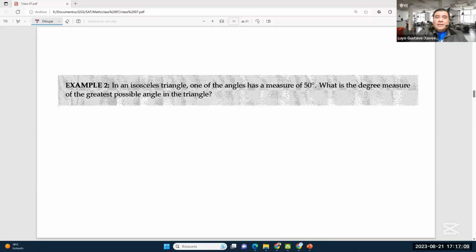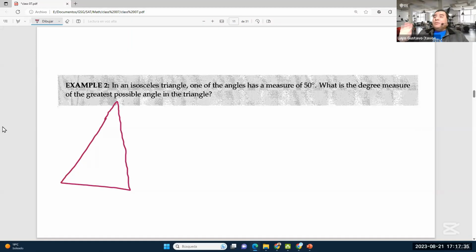It's a really good question. Need to be careful with this question. When they tell you that one of the angles has a measure of 50 degrees, which angles are they indicating? Okay, an isosceles triangle is a triangle that has 2 equal angles and 2 equal lengths, right? But think about this.